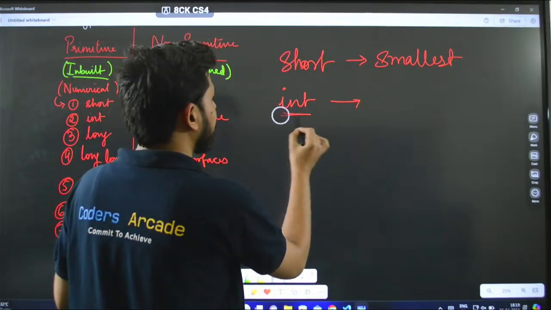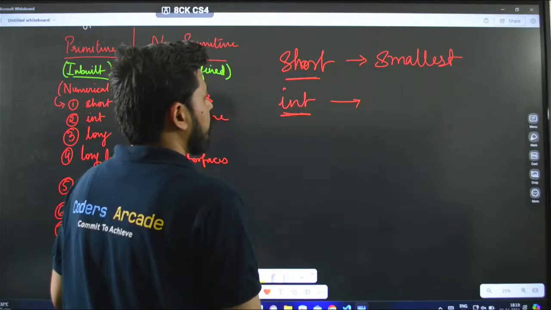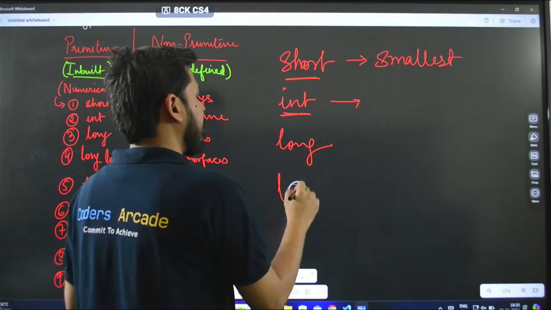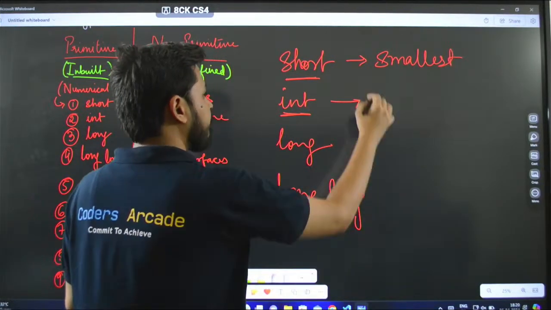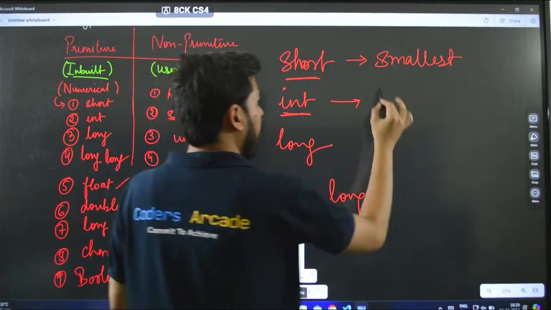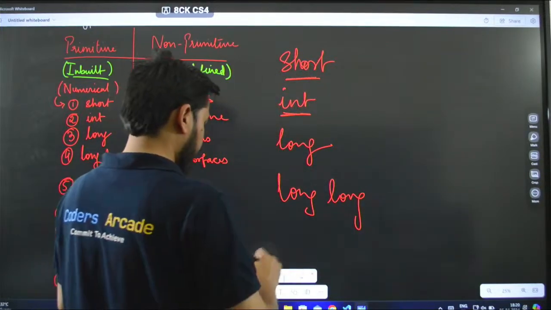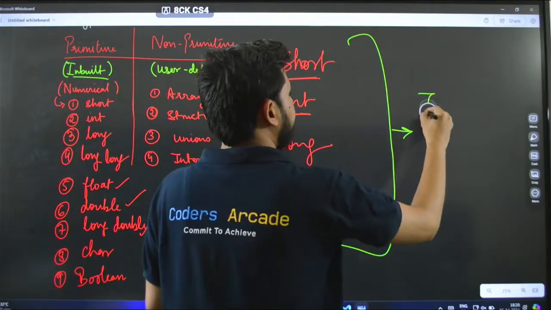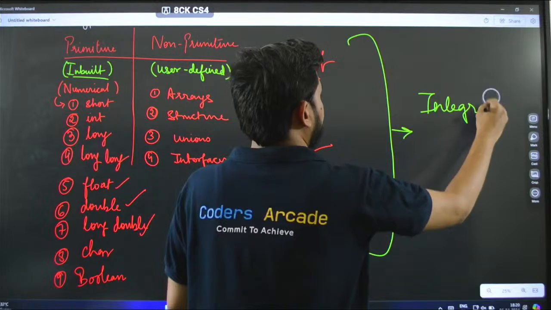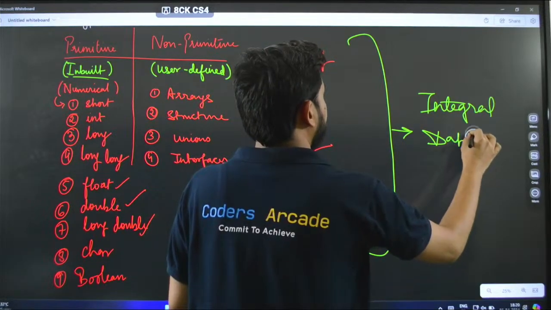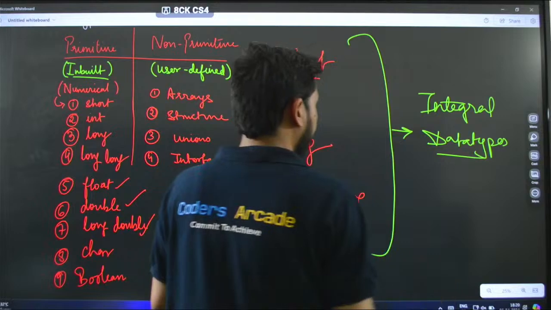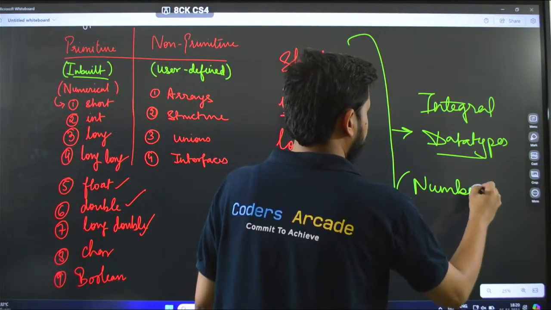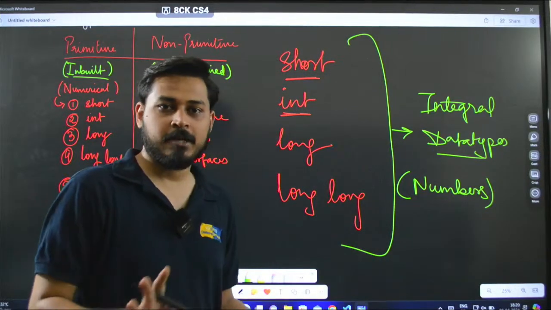So int is a little bit bigger than short. Then comes your long, and then at last comes long. All of these data types that you see here are integral data types. Integral data types, meaning what? These are just numbers, basically, basic numbers to work with.